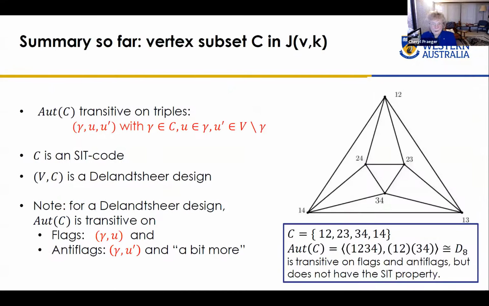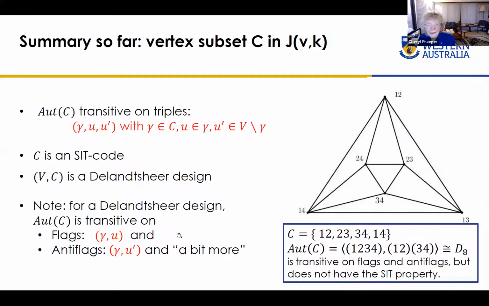Okay, so to summarize, we've got this SIT property that we're interested in. If the subset has it, we think of it as an SIT code, and we also think of it as the block set of a de Lancher design. And we note that for de Lancher designs in particular, the automorphism group is transitive on flags, because we just forget about this third member of the triples here. And it's transitive on anti-flags if we forget about the second member in the triples. But it's a stronger property. So to be a de Lancher design, you need a bit more than being transitive on flags and transitive on anti-flags.